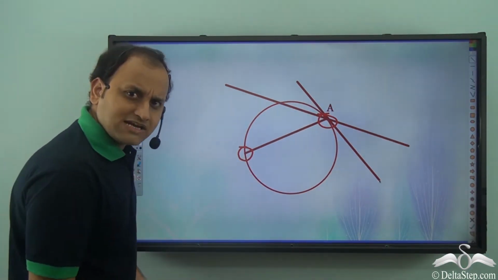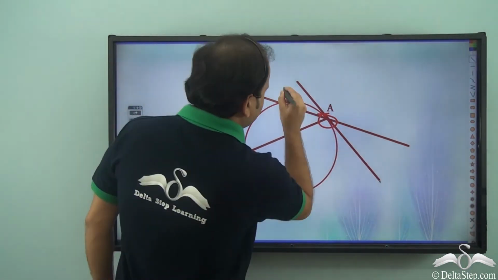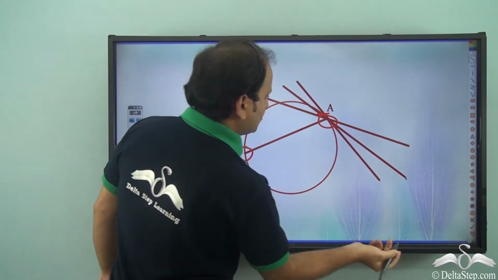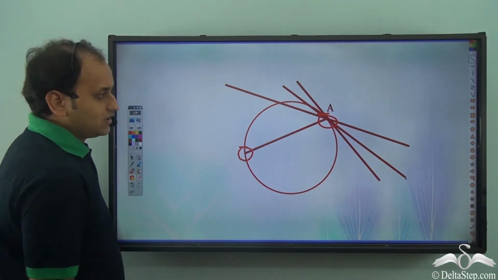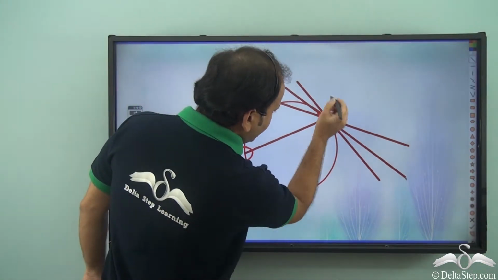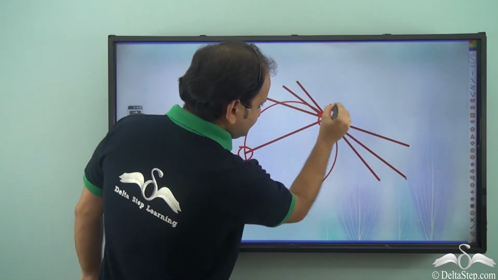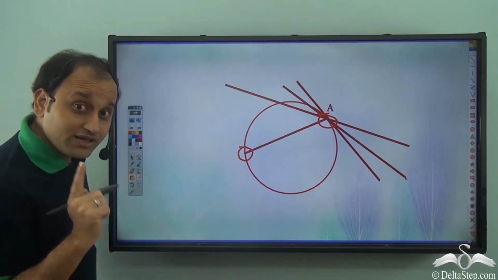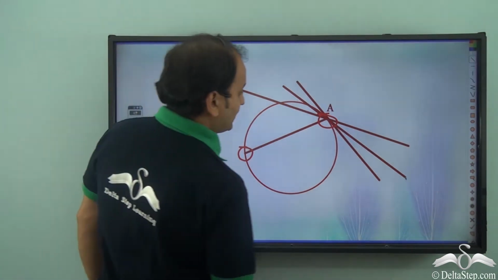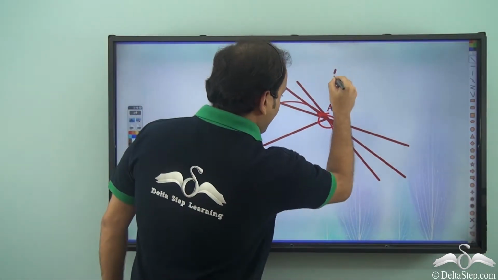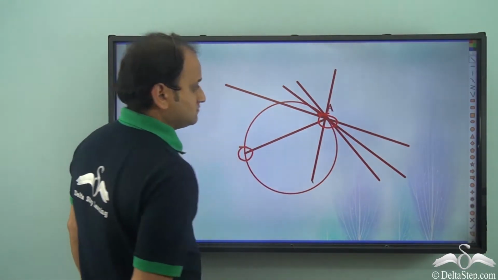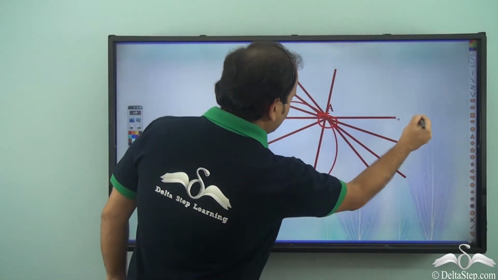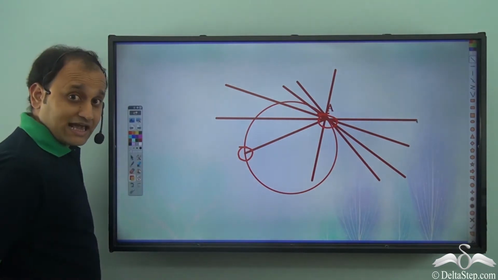Now can we have more tangents? Let's try. Let me take a line from here. No, I don't get a tangent, because as you can see here it cuts the circle. A tangent will always touch the circle at only one point. What if I take it from here? No, I don't get a tangent. What if I take it from here? I don't get a tangent.